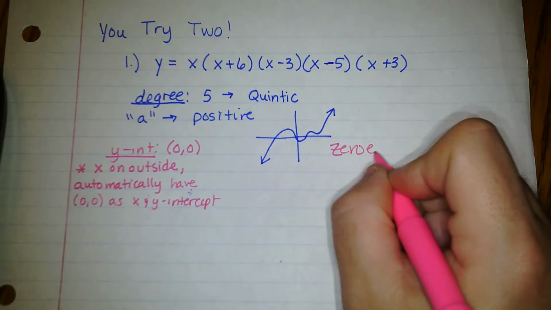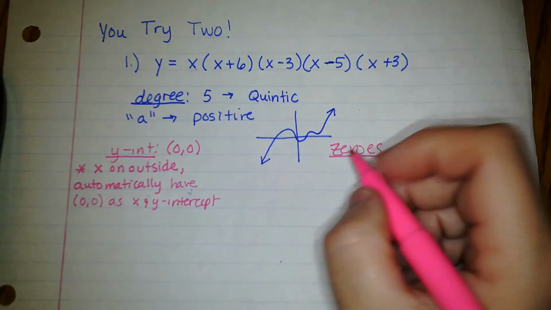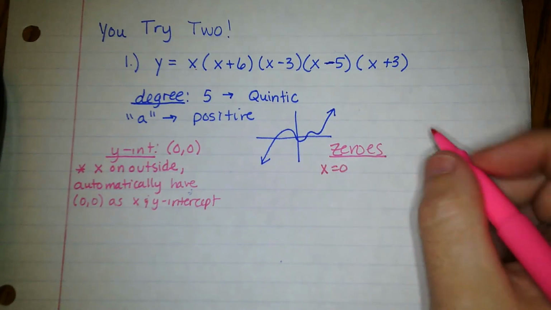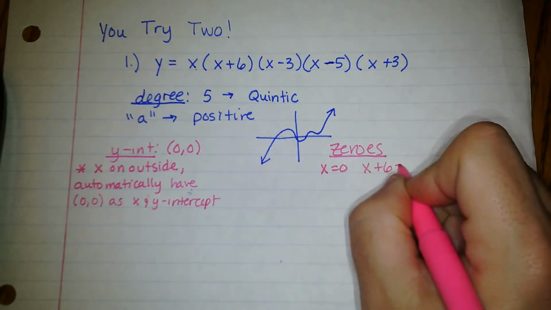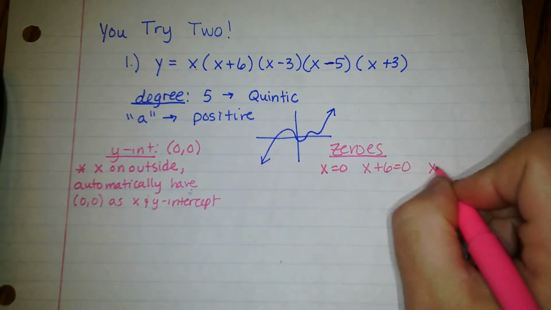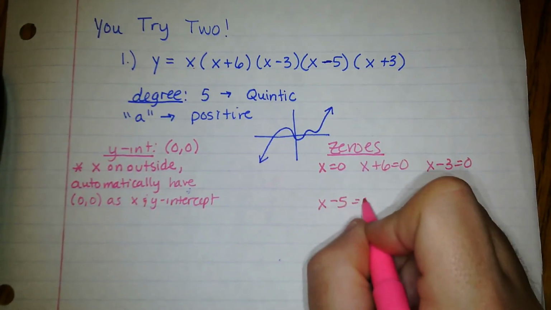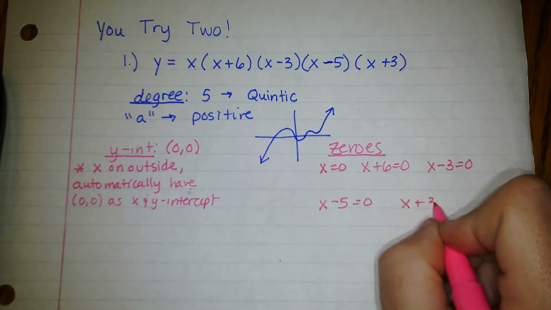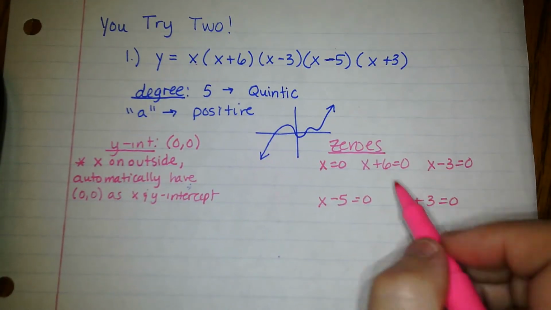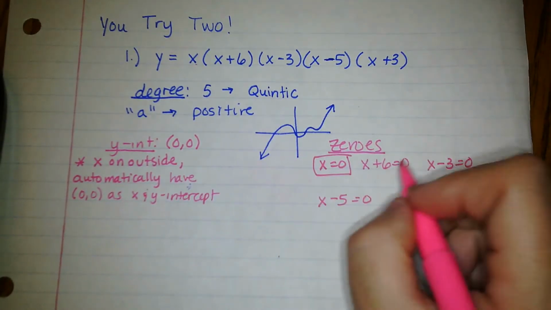Let's look at our zeros. Well, we just talked about that one. That's x is 0. We get x plus 6 is 0. Then we get x minus 3 is 0. Then we get x minus 5 is 0. And then we have x plus 3 is 0. So hopefully you see, okay, this one is done.